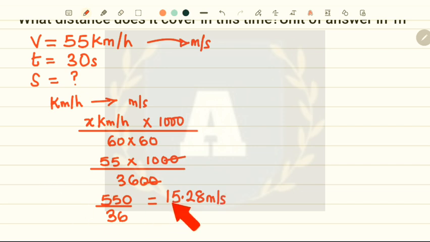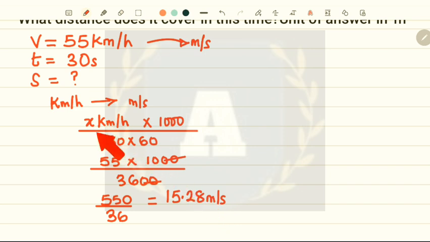Okay, that's in decimal, this in fraction. So 15.28 in 2 decimal places. Now you have easily converted your velocity in kilometers per hour to velocity in meters per second. So velocity 55 kilometers per hour is equivalent to 15.28 meters per second.